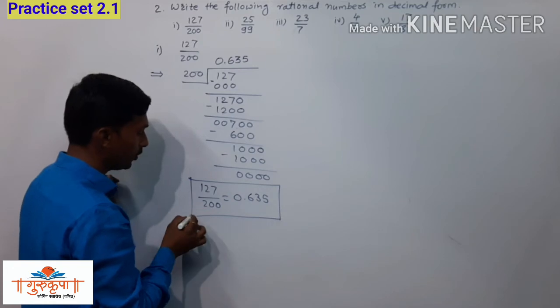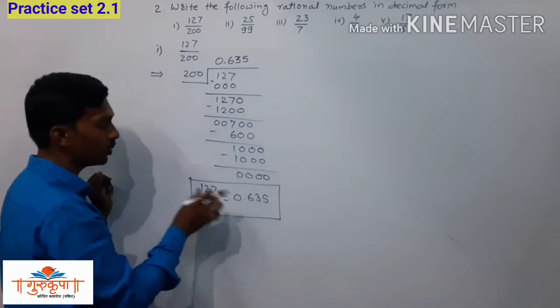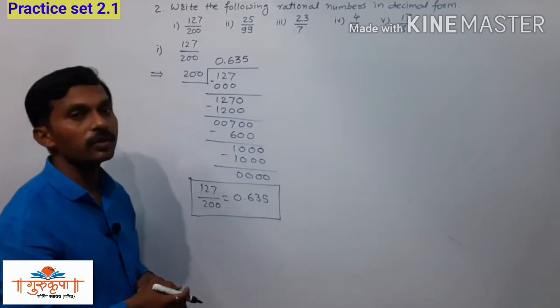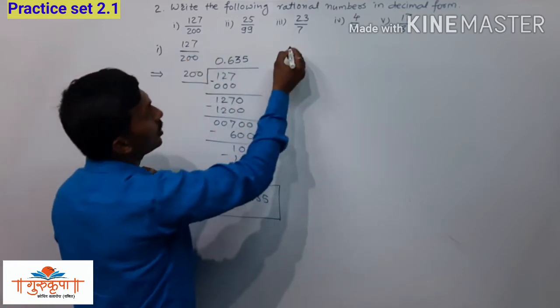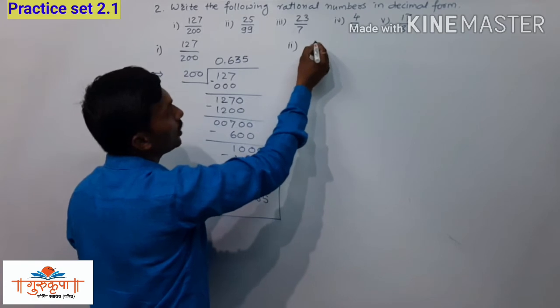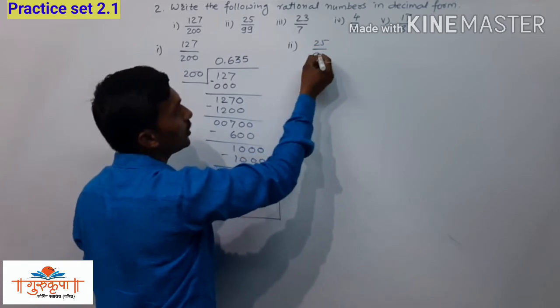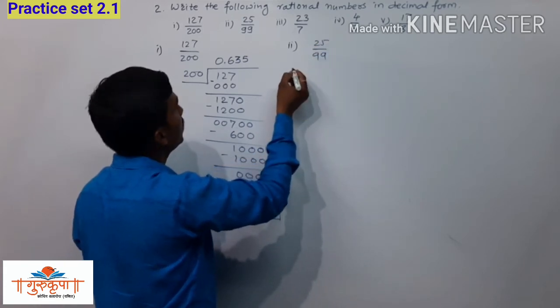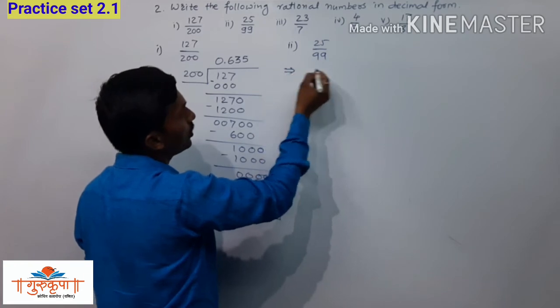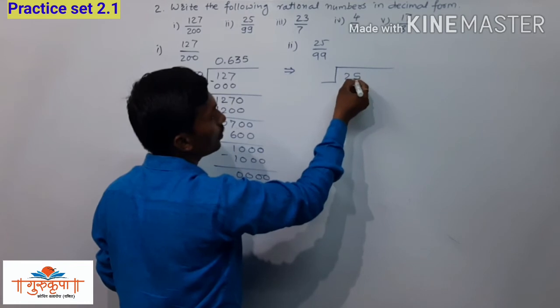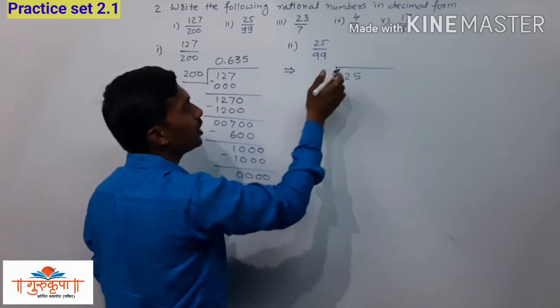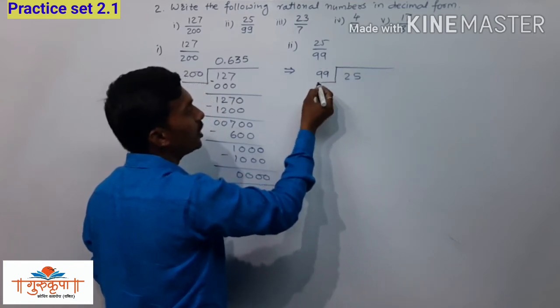So here we have to divide the numerator by the denominator to get the decimal form of the given rational number. Now we have the second example, that is 25 upon 99. We have to divide 25 by 99. So here we will put the sign of division first. Since we have 25 and we have to divide 25 by 99, we write 99 here.